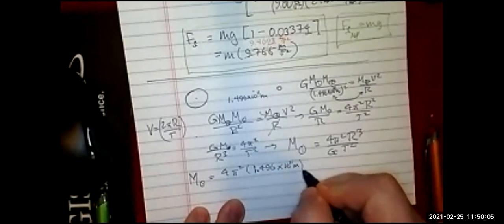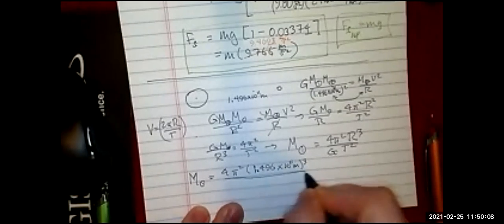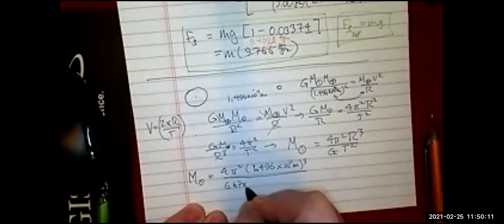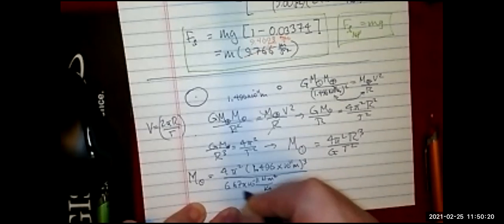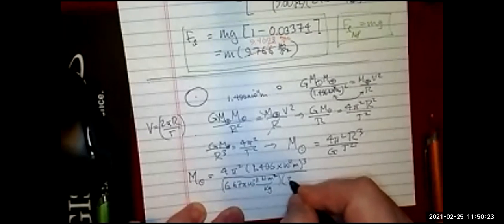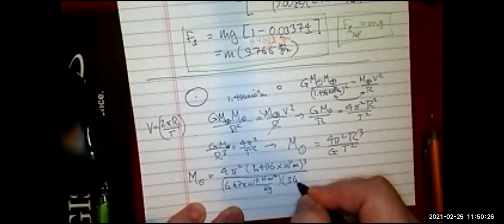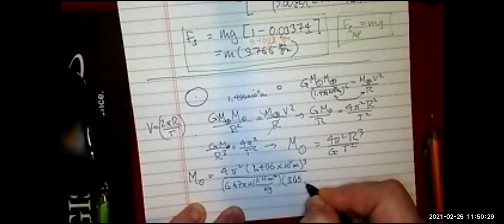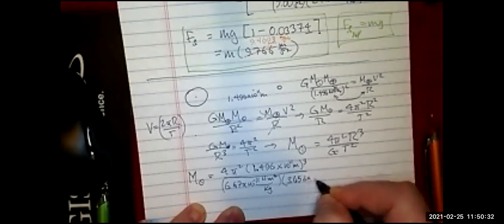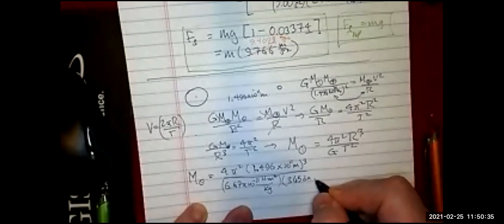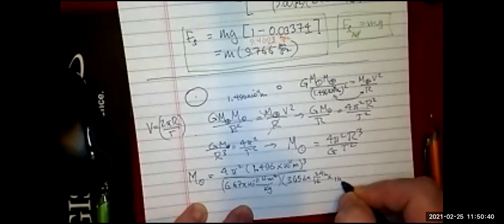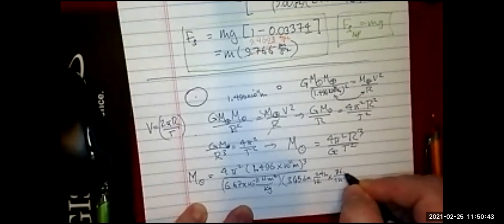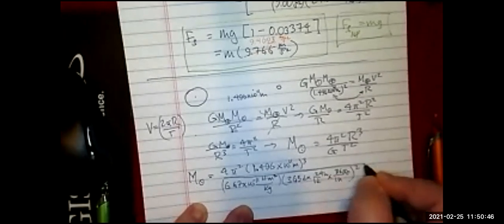And this will be, of course, meters cubed over 6.67 times 10 to the negative 11th Newton meters squared per kilogram squared times 365.25 days if I really wanted to, times 1 day is equal to 24 hours times 1 hour is equal to 3,600 seconds. Now I got to square all that junk.